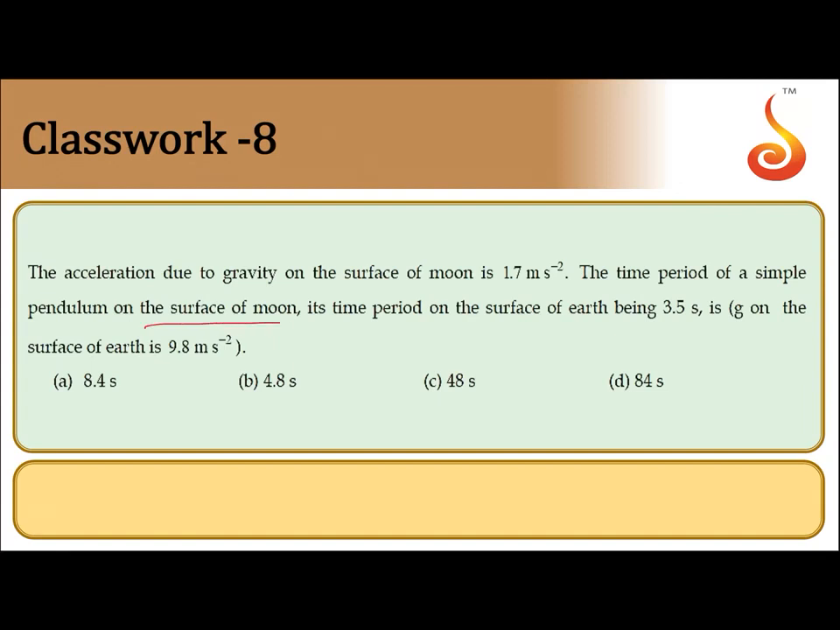So what you need to find is time period of simple pendulum on the surface of moon. Time on earth is 3.5 seconds. So we know that time period of simple pendulum is given by 2 pi root of L by g. Same simple pendulum you are taking to moon, so L won't change, only g matters. So time period on moon divided by time period on earth, that should be equal to g on earth divided by g on moon under root.